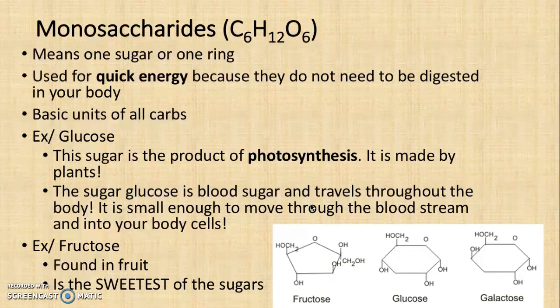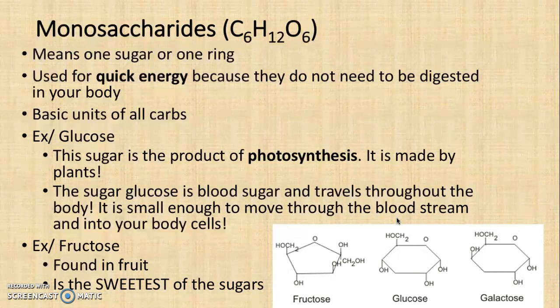So when plants capture sunlight, they take that energy and store that solar energy from radiation in the form of chemical energy, or glucose. So it's made by plants. It's also the type of sugar that we utilize within our body.